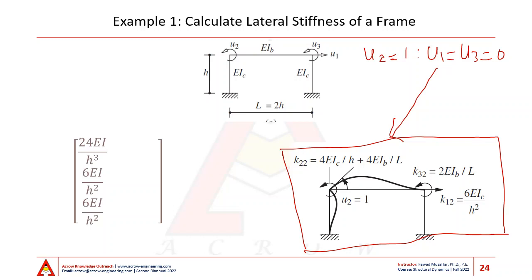So I have to apply a moment to bend my column, and I also have to apply a moment to bend my beam. The first term here is the moment that is required to bend my column by a single radian. And my second term here is the moment that is required to cause a single radian of rotation in my beam. Since L is equal to 2h, we can simplify this expression as 4EI over h plus 4EI over 2h, which is equal to 6EI over h.